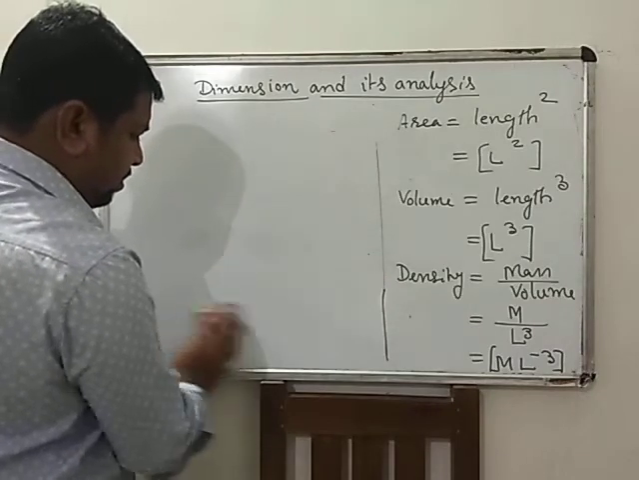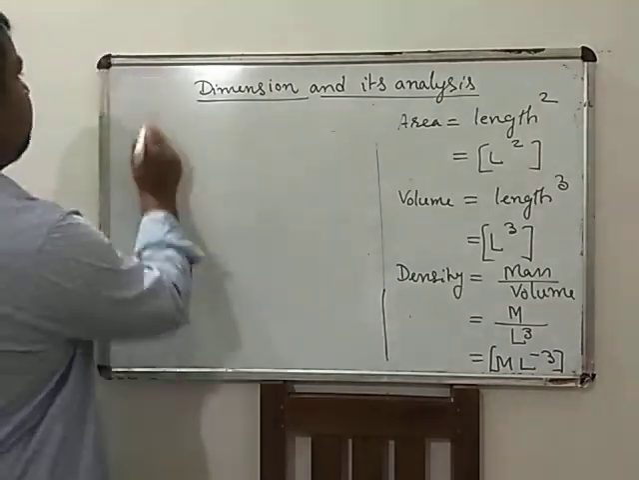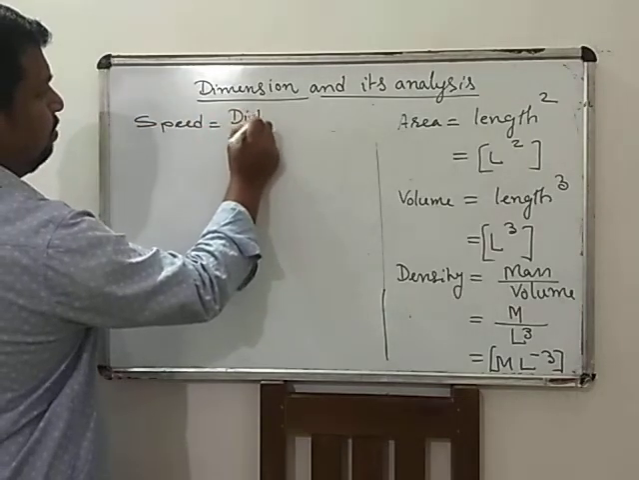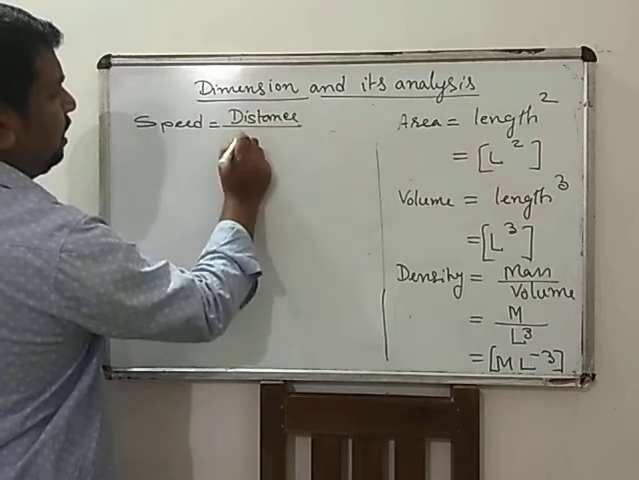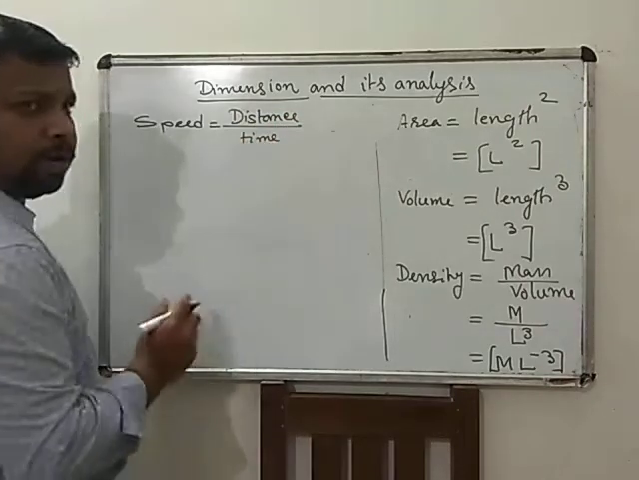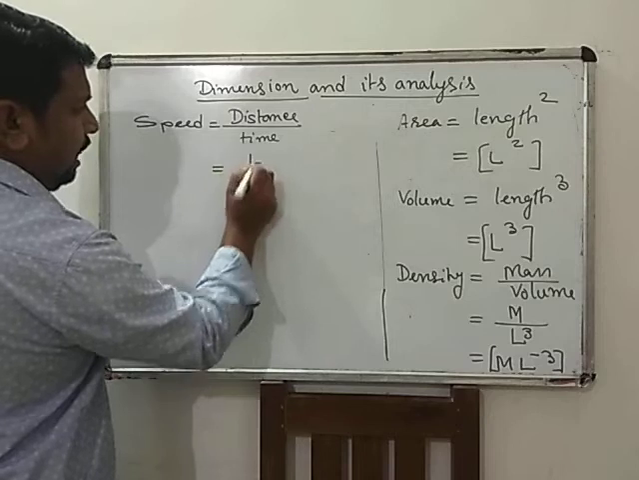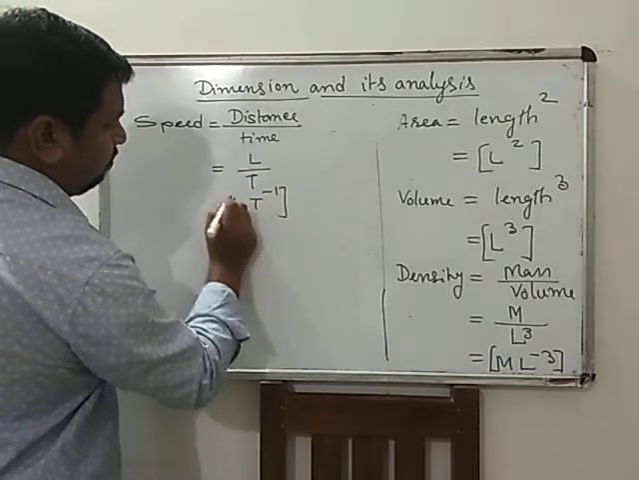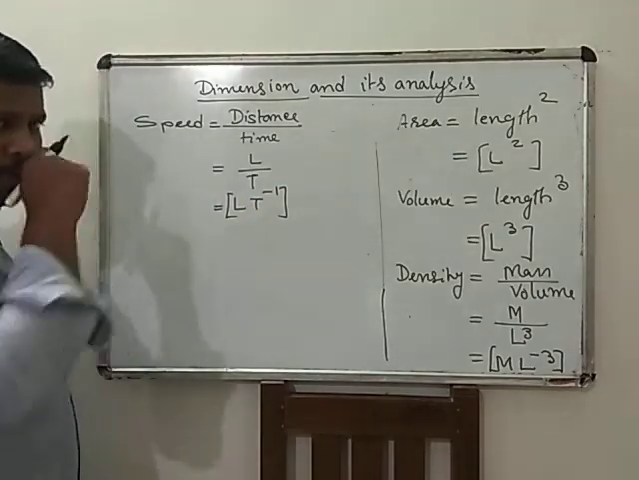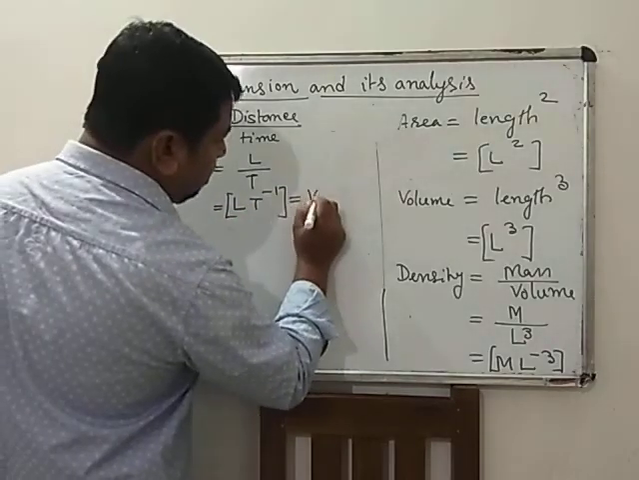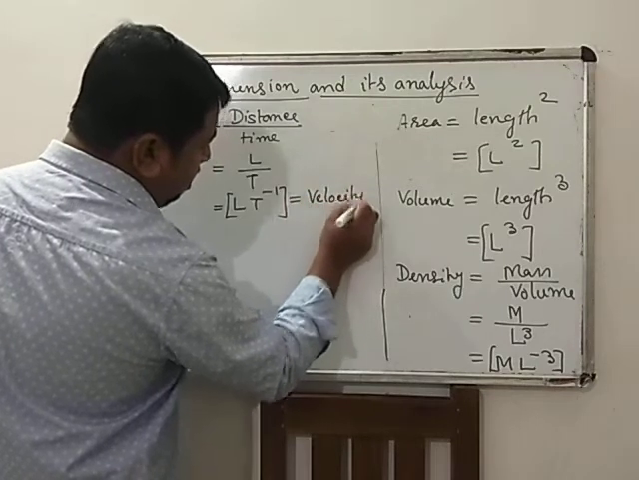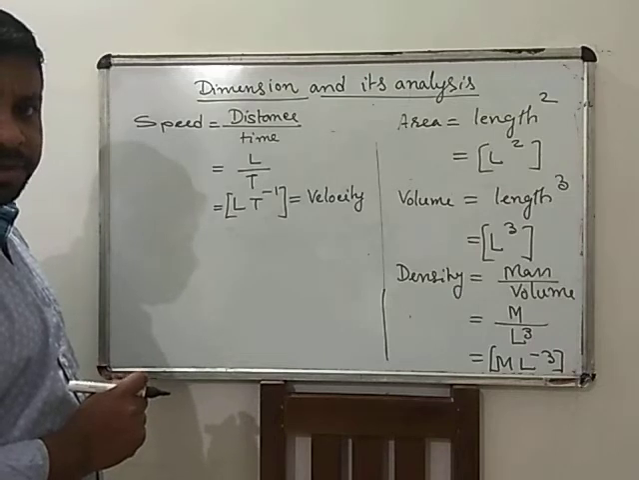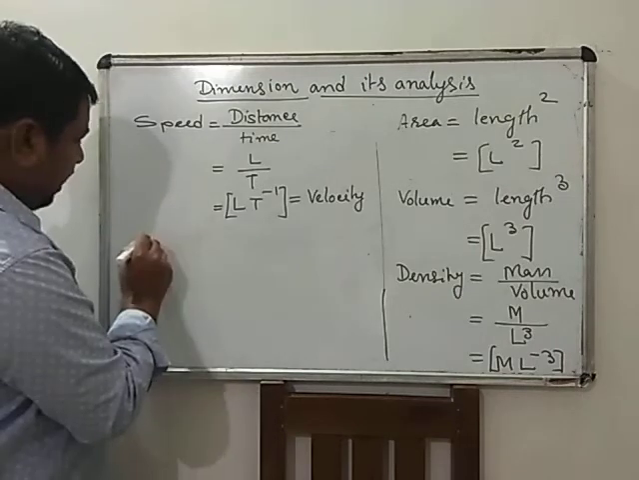Next, speed. Speed is distance by time. Distance means L, time means T. So this is L T inverse 1. The dimensional formula of speed, which is equal to velocity, so the dimensional formula of velocity is L T inverse 1. Next, acceleration.